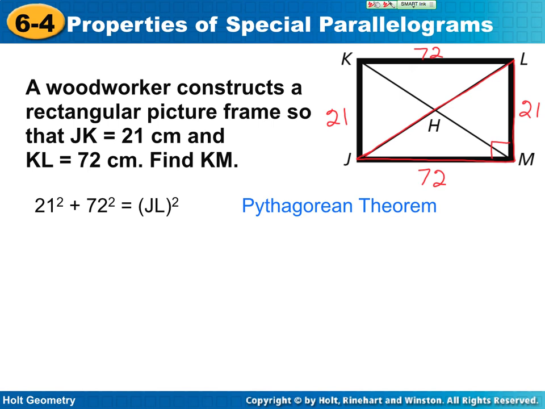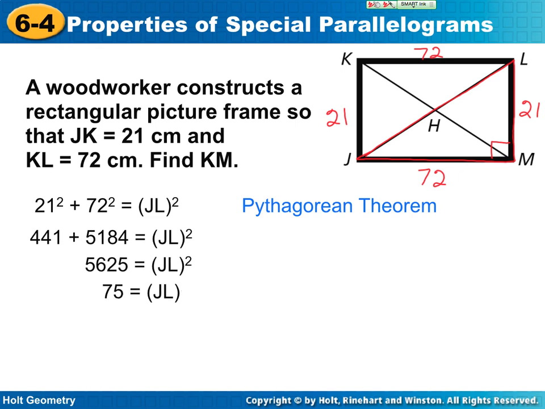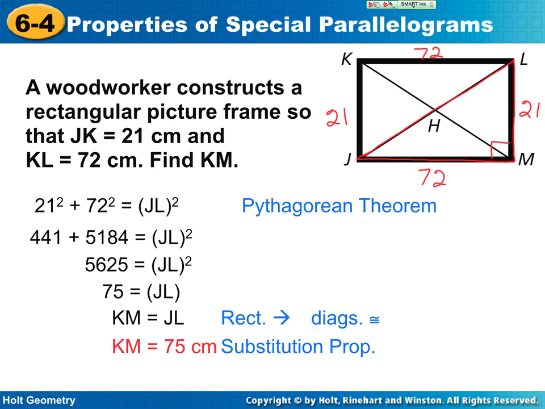So then do Pythagorean theorem. Find the length of JL. You could put an X in there if you wanted to. JL is 75. KM then is 75 because in a rectangle, diagonals are congruent.